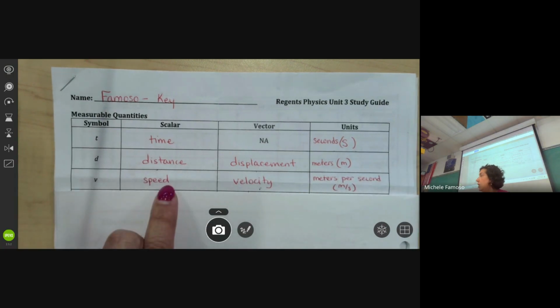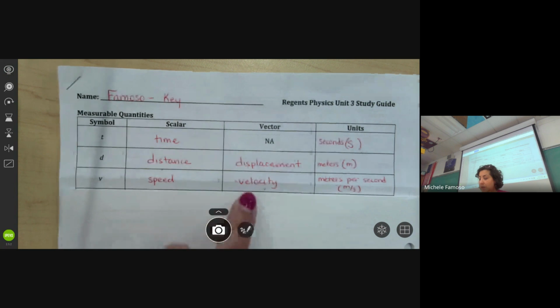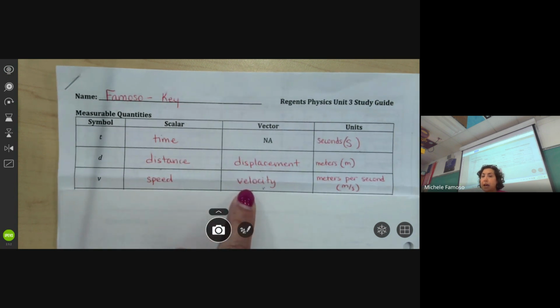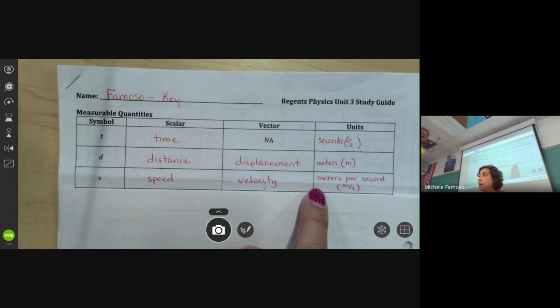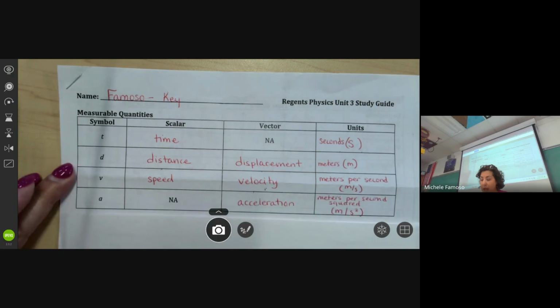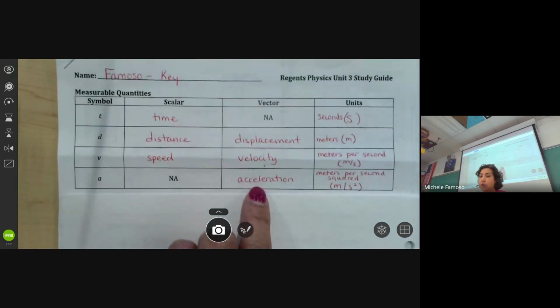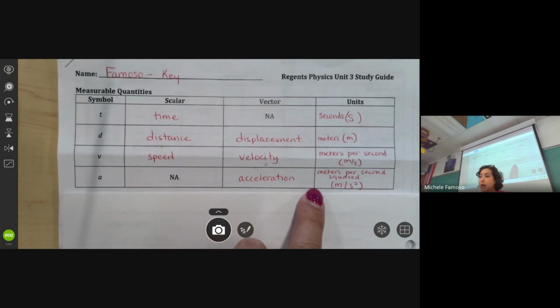V, if it's a scalar, refers to speed. If it's the vector, it refers to velocity. It is measured in meters per second, which we abbreviate as m over s. A is only a vector. It stands for acceleration, measured in meters per second squared, abbreviated m over s squared.